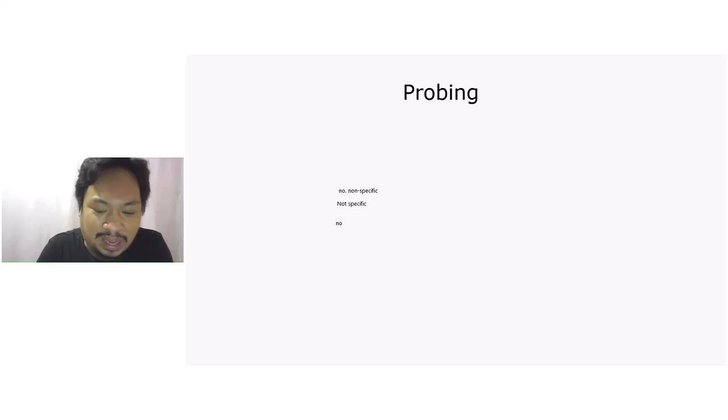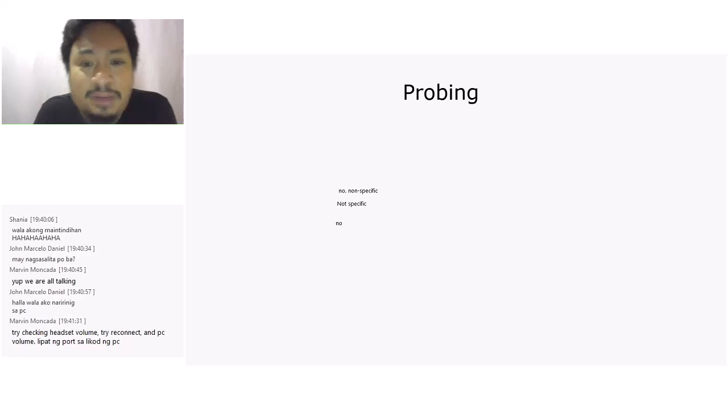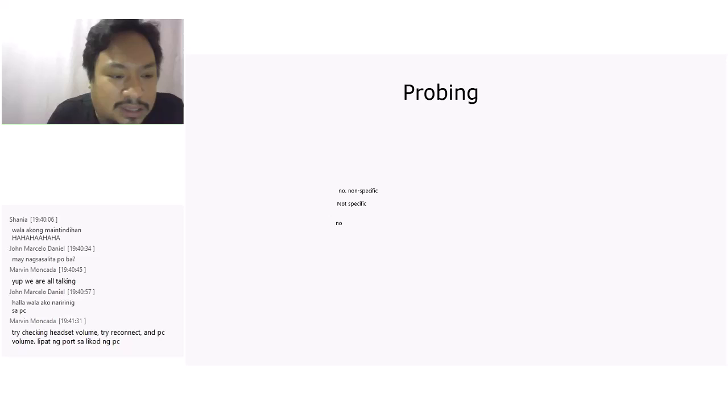Yan yung question. Is this a behavior? Probing. So the question is, is this an action word? Yes, it's an action word. But is it a behavior? The way that we want to write it, not really. No. So all the answers on the screen are right. It's not a behavior.